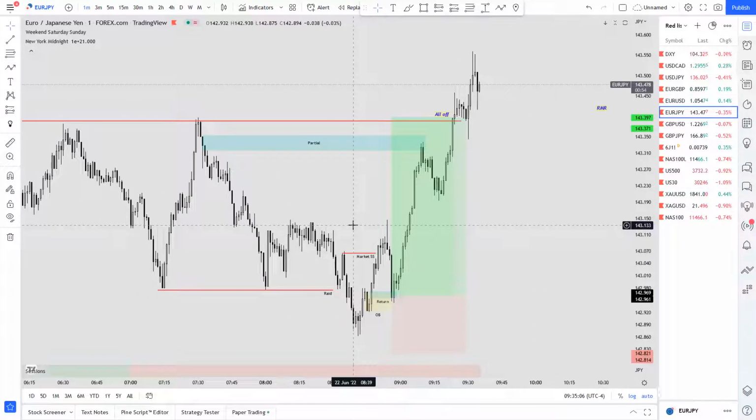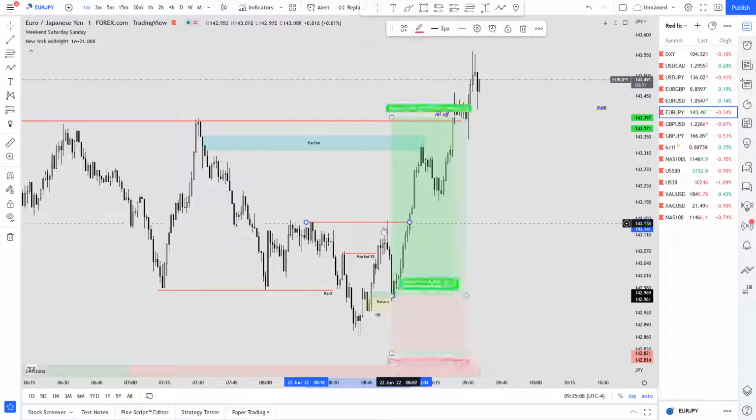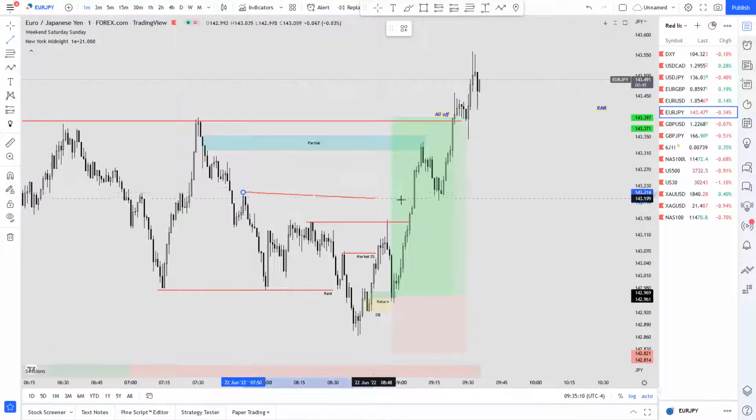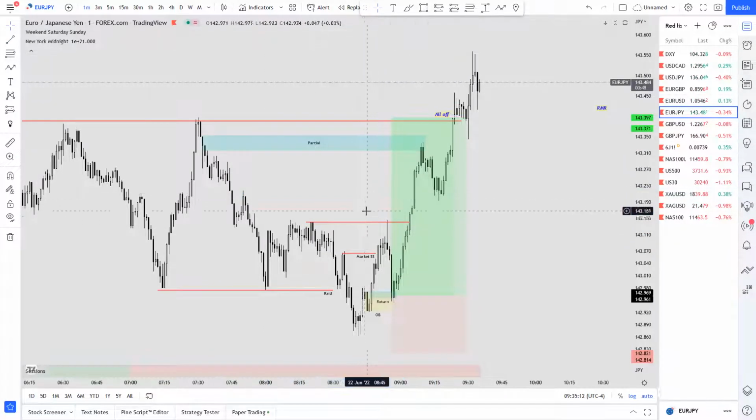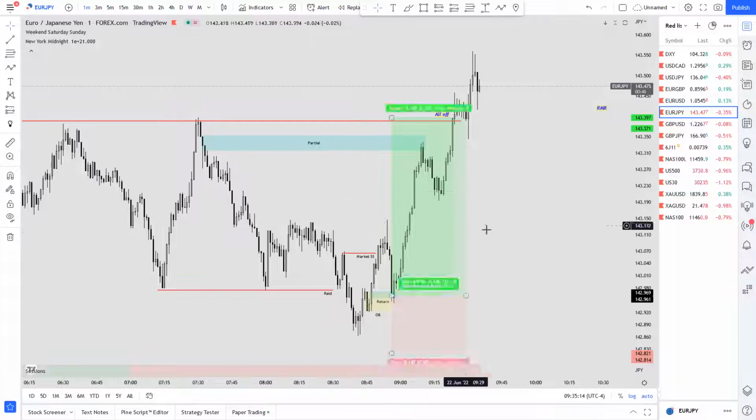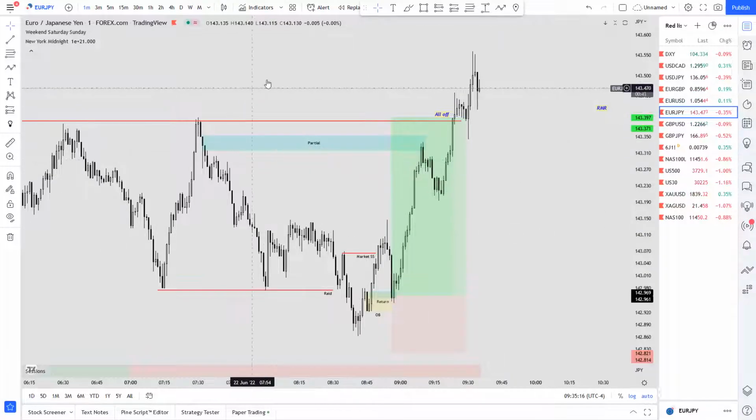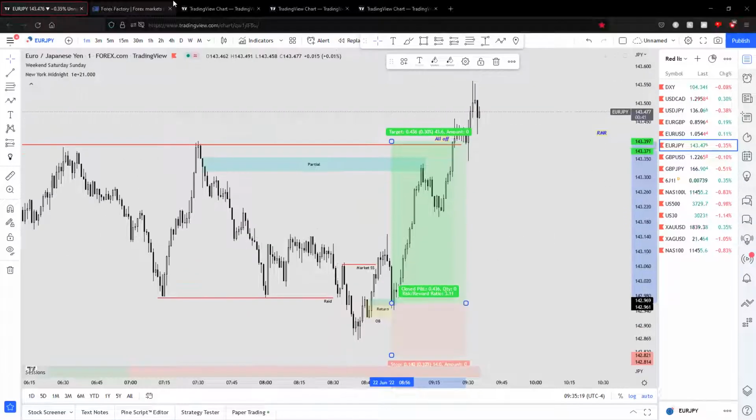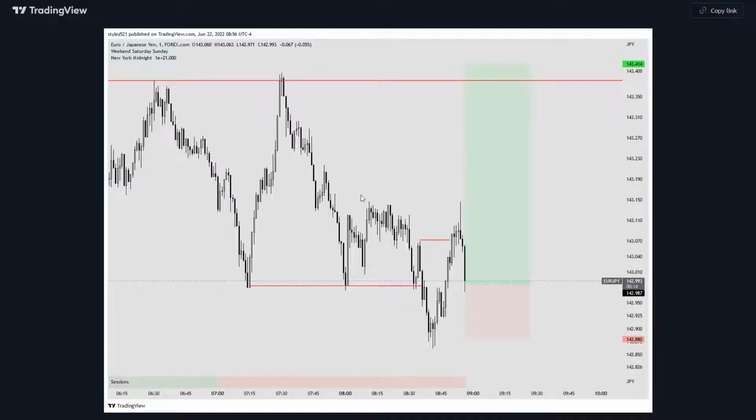Of course, you can take partials at different swings, such as this high you can take something off, this high you can take something off, but that just depends on your own framework. Okay, I have some screenshots here to show that this is not just hindsight. First screenshot, we have the raid here, the market shift, and we've got the return. So that's where I've placed an order.